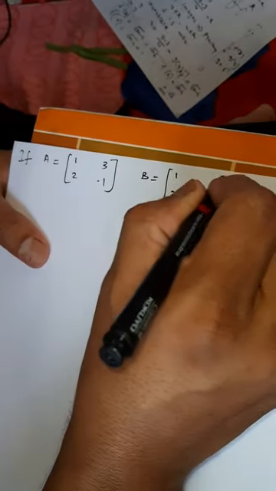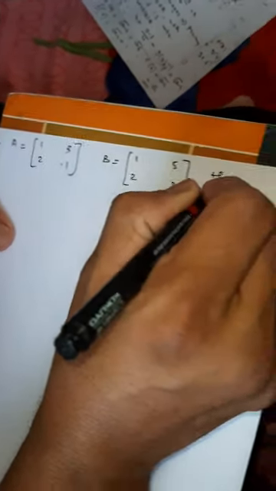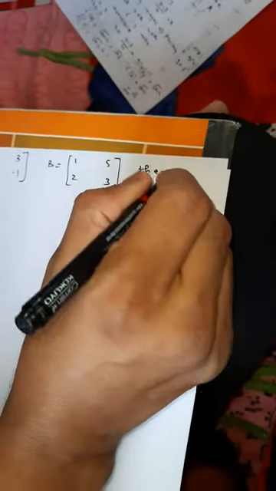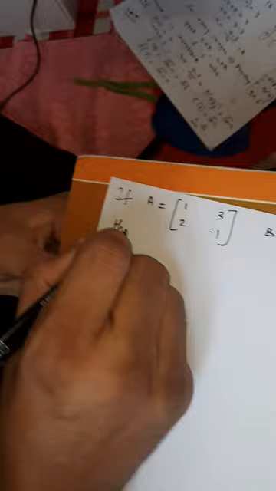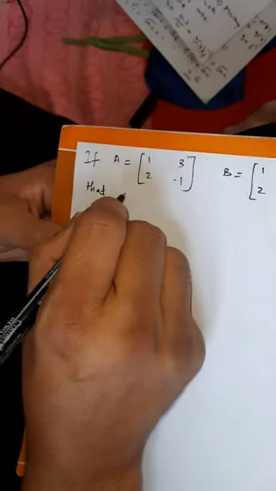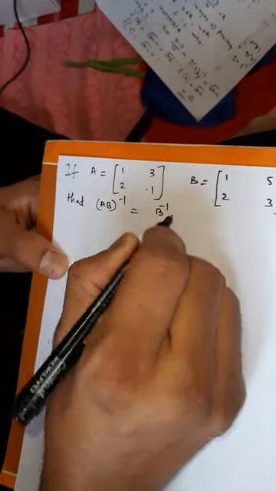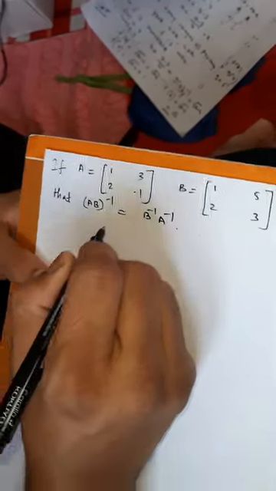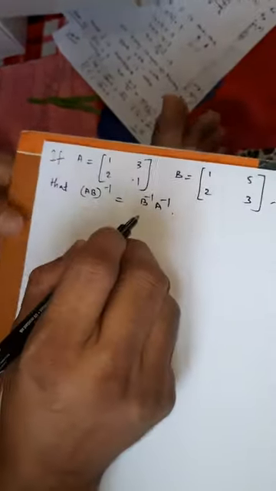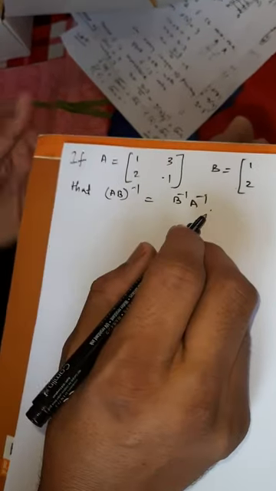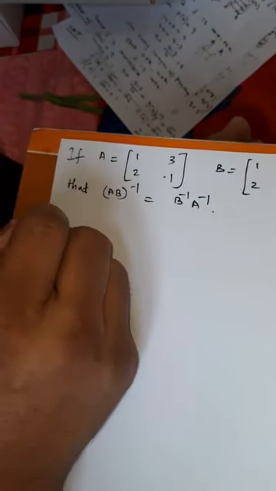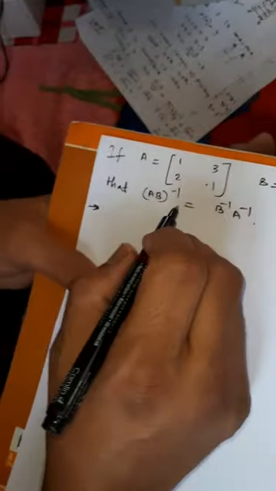2 3], then verify that (AB) inverse is equal to B inverse into A inverse. This is the property: (AB) inverse is equal to B inverse into A inverse. How to verify this? How to prove this?